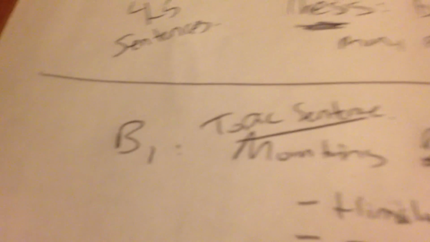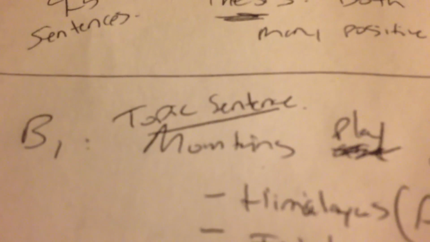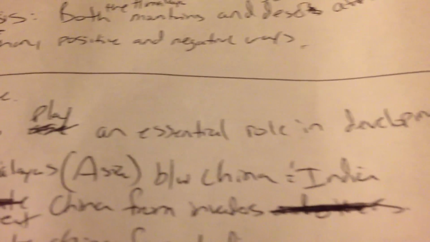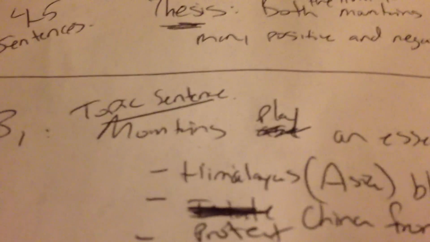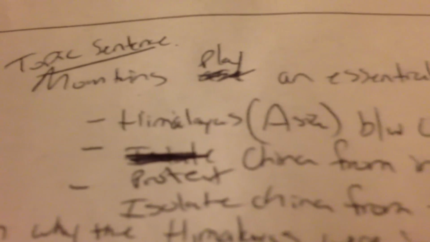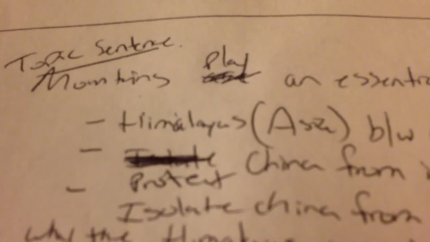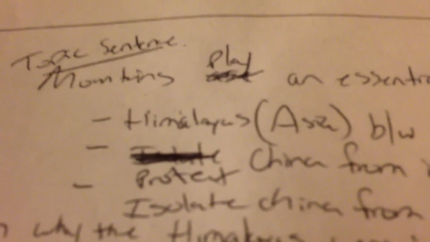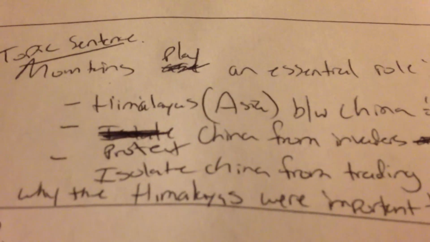So that's the intro. Body paragraph 1, okay? We have first paragraph, second paragraph. Body paragraph 1 starts with the topic sentence: Himalaya mountains play an essential role in developing civilizations. And we'll talk about which ones they develop. So, the Himalayas, we give three facts about the Himalaya mountains. The Himalayas, which are in Asia, are between China and India. Okay? It's good to tell where they are.